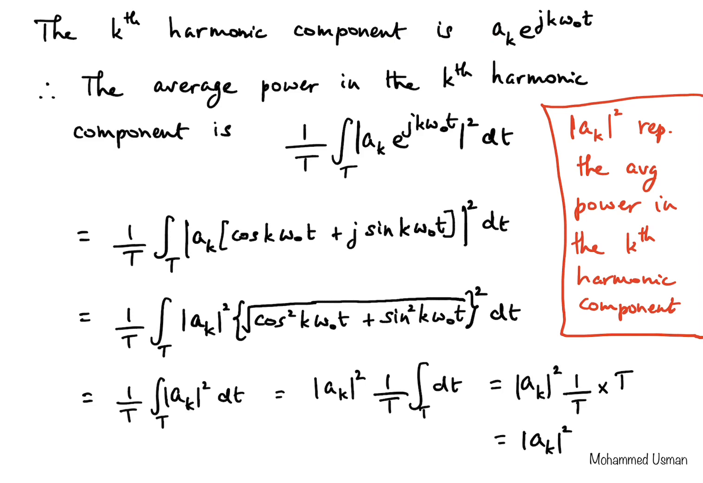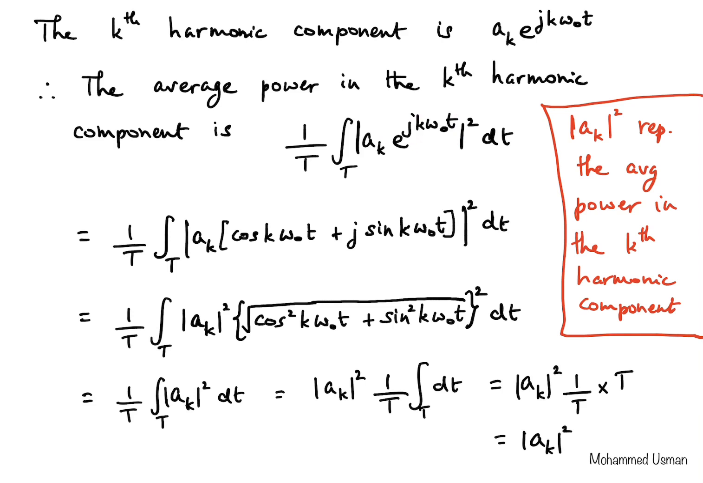So the kth harmonic component is ak e to the power jk omega naught t, because by the Fourier series, x of t is the summation of ak e to the power jk omega naught t. So for each value of k, we get the kth harmonic component. The average power in the kth harmonic component is the integral of the squared magnitude of this term for that value of k, integrated over a time period T and averaged over that time period.